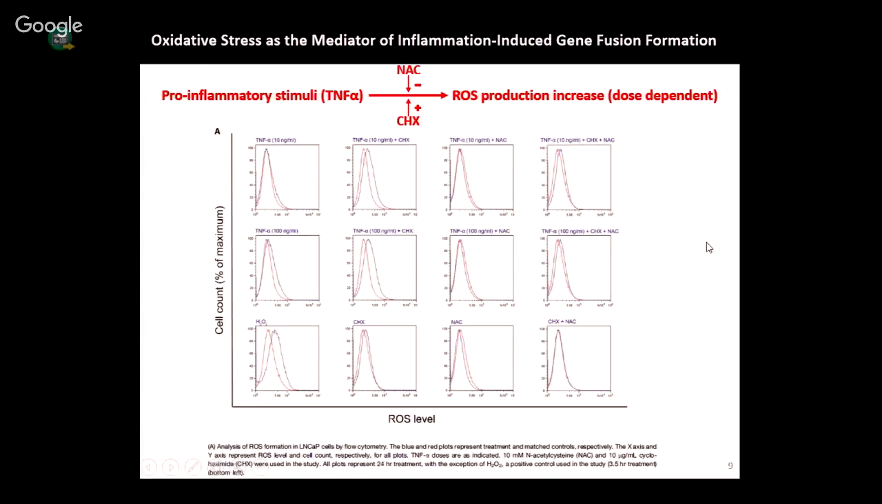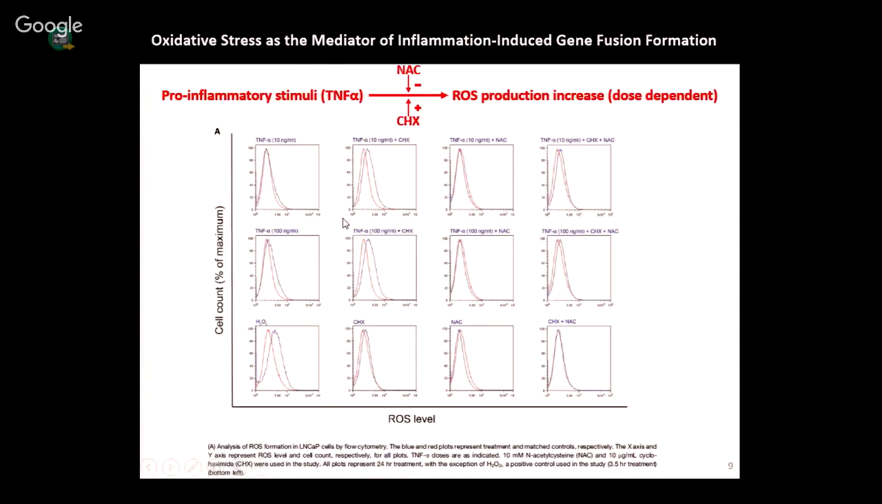Then, because TNF-alpha stimulation has been reported to increase reactive oxygen species, ROS production, they hypothesized that oxidative stress-mediated DNA damage may be the underlying mechanism for the generation of DNA double-strand breaks required for gene fusion formation. In this test, you can see the red plot is the control and the blue plot is the treatment. They observed that stimulation of LNCaP cells with TNF-alpha did result in a dose-dependent increase in ROS production, like here.